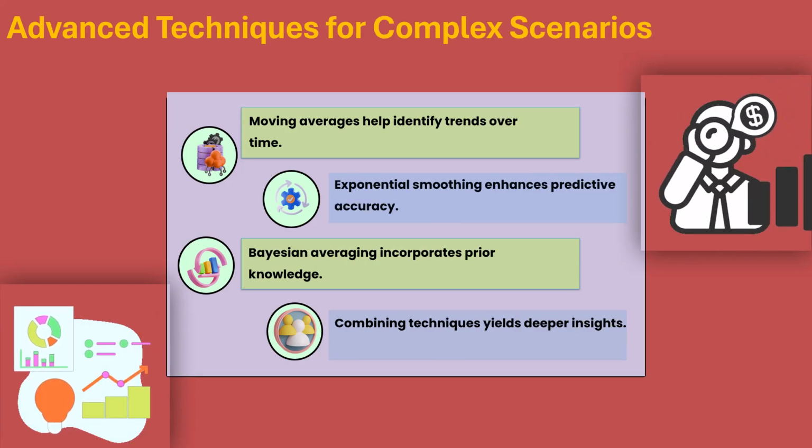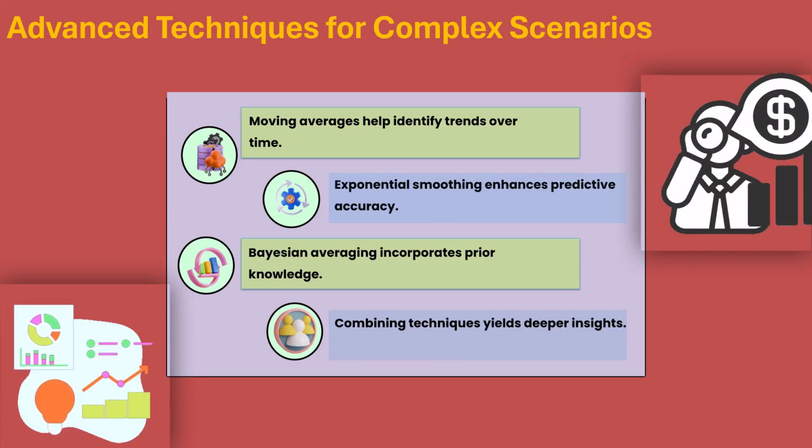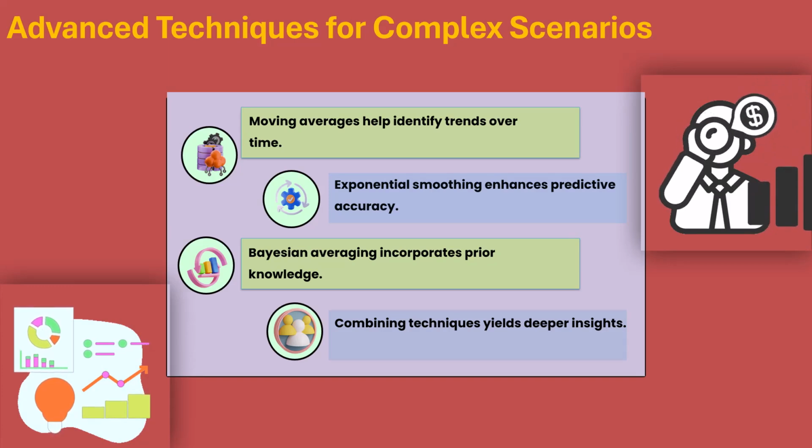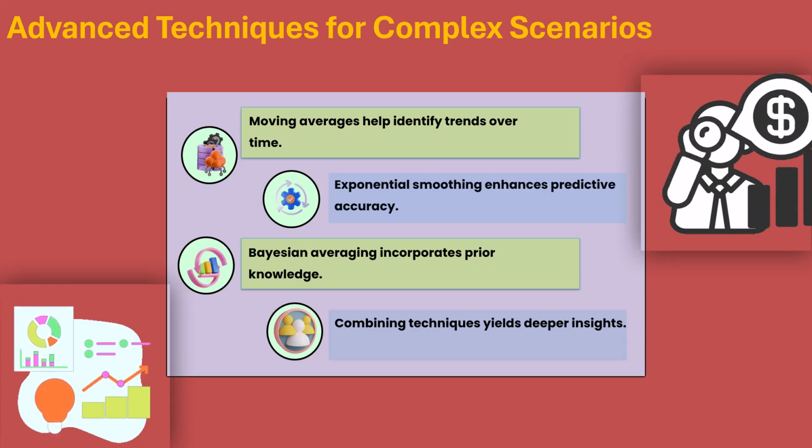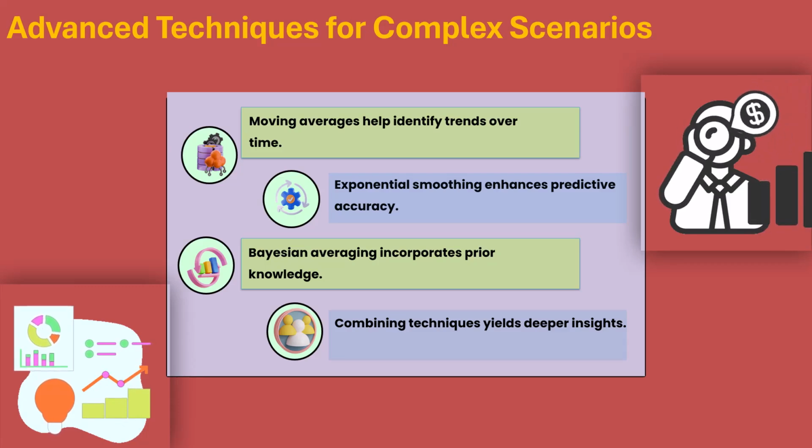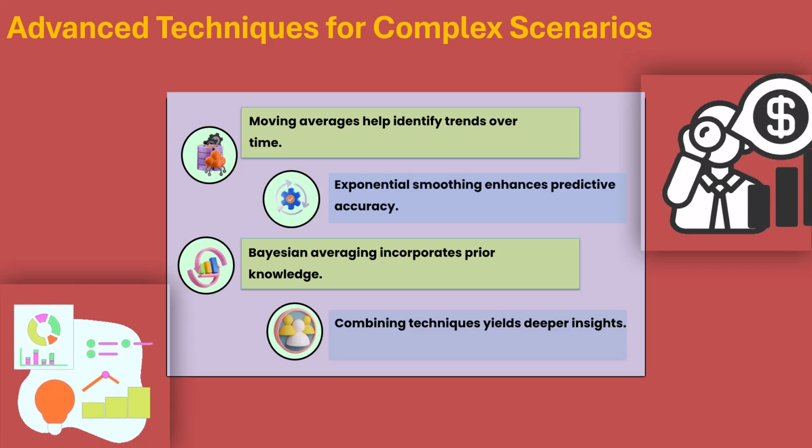Now we're getting fancy. Moving averages are fantastic for spotting trends without the daily noise. Exponential smoothing. That's the magic behind predictions. It gives recent data more importance. Bayesian averaging takes historical knowledge into account for smarter estimations and combining them. That's when you start playing the data scientist role. With the right techniques, complexity turns into clarity.